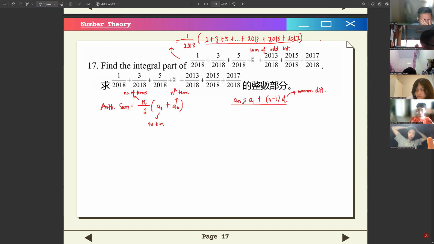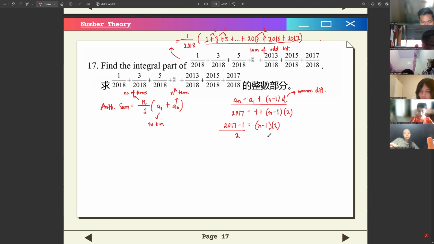Okay? The last term, the nth term, is 2017. The first term is 1. What's the common difference? These are just odd numbers, so the common difference is just 2, right? So we can transpose the positive 1, it becomes negative 1. Then divide both sides by 2. So what happens? That's 2016 over 2 is equal to n minus 1.